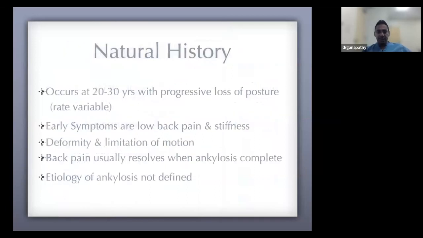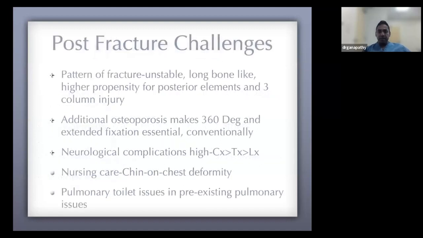Differential diagnosis, I won't belabor this point. The natural history, typically it's in the 20 to 30s. Early symptoms are low back pain and stiffness. It's a balance: when back pain resolves, usually they get really stiff. The etiology of ankylosis is not well defined.